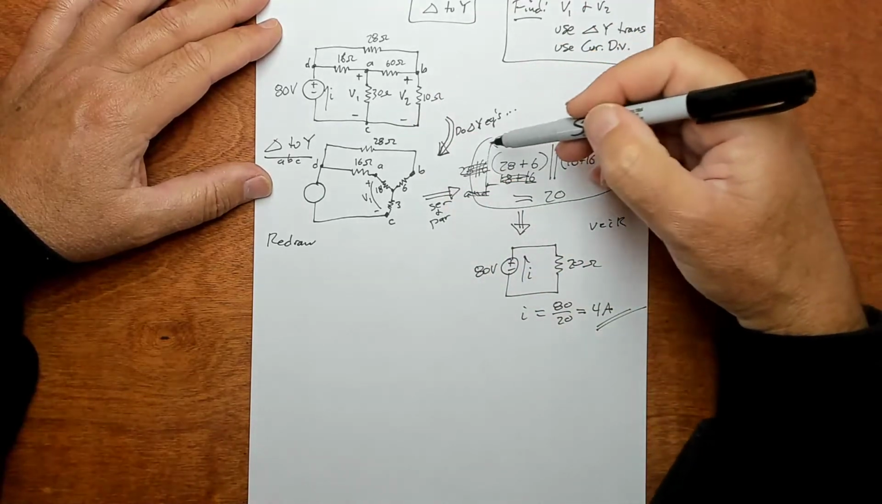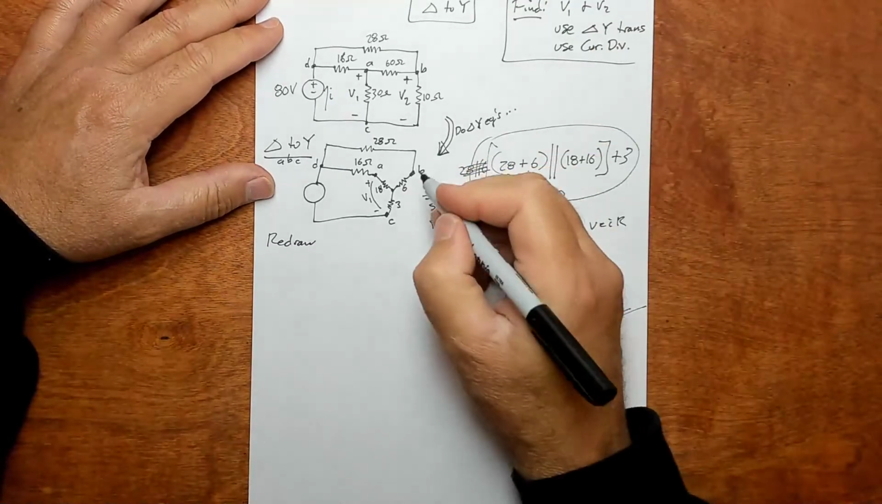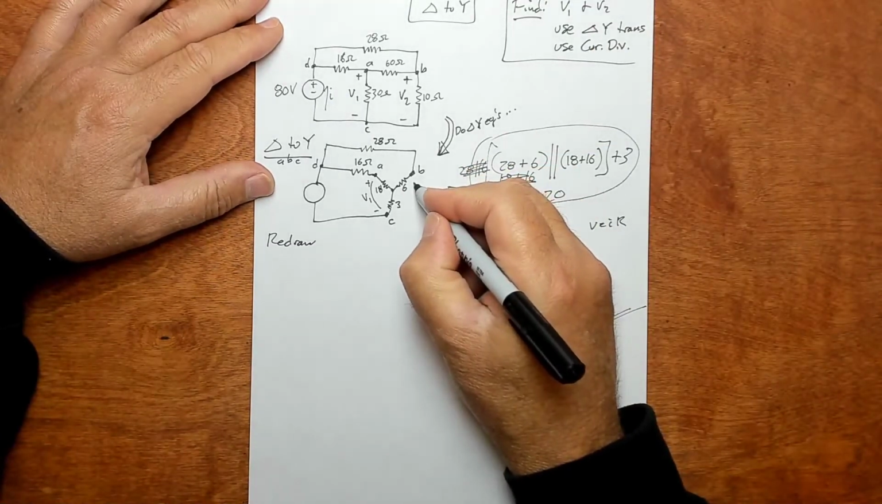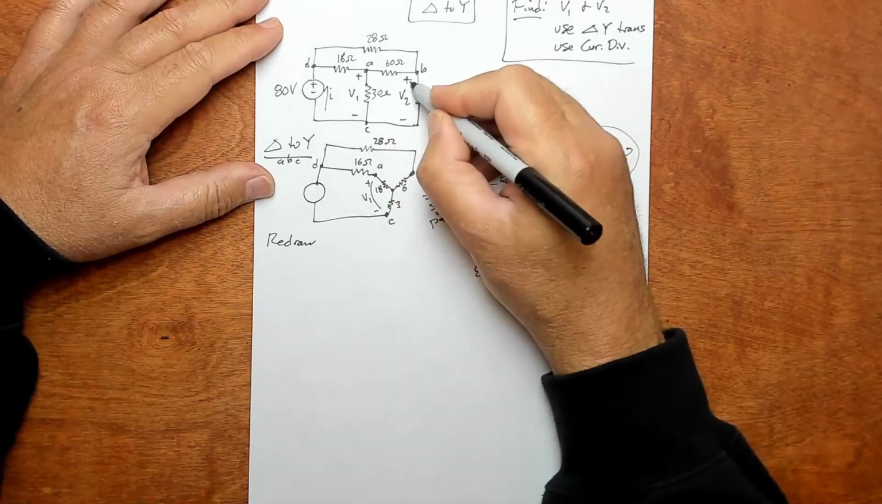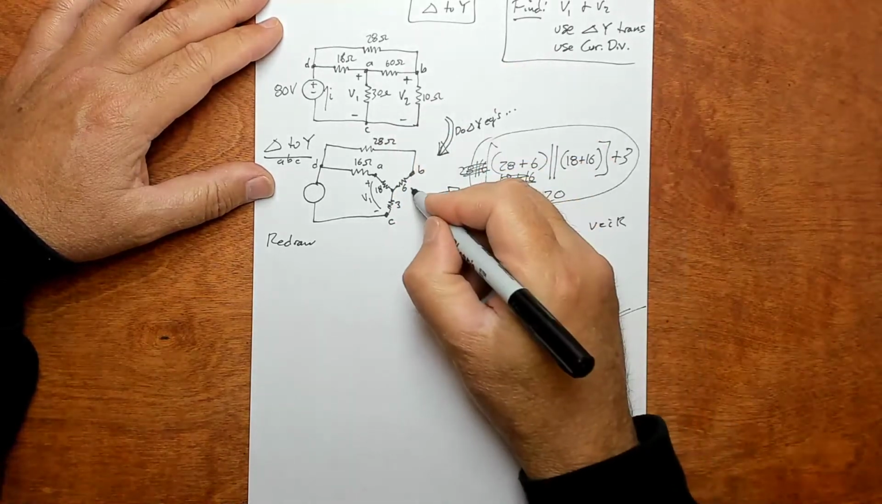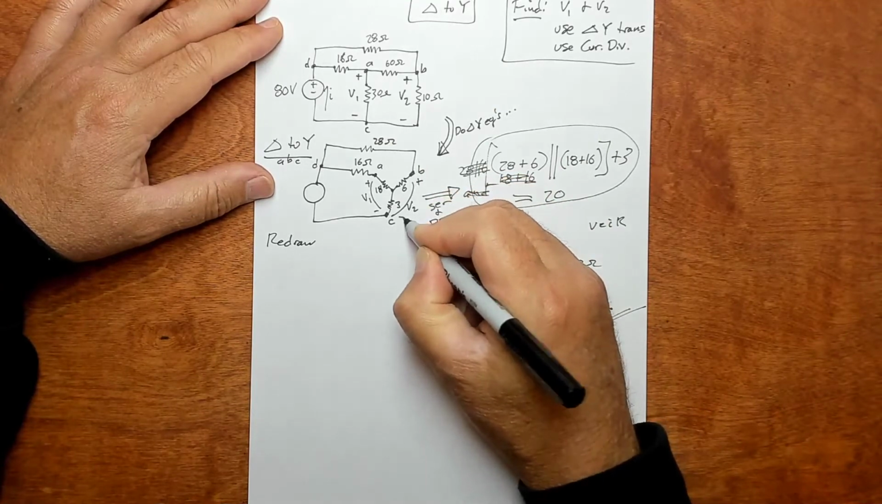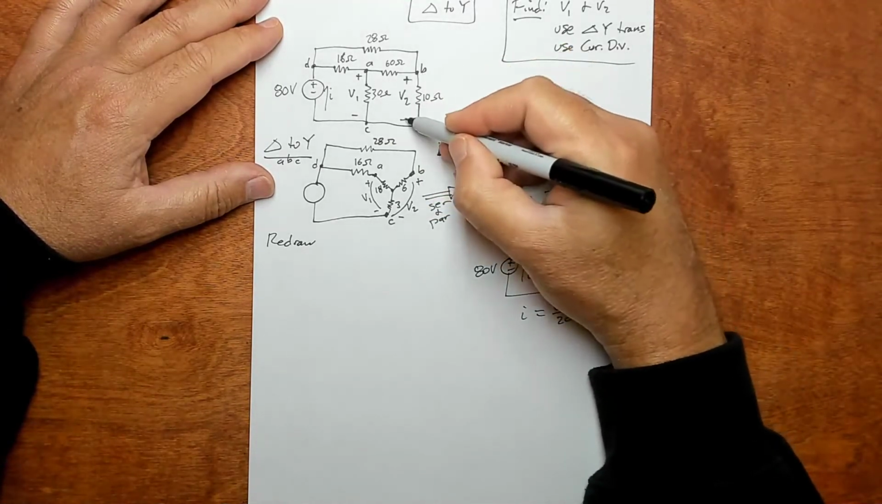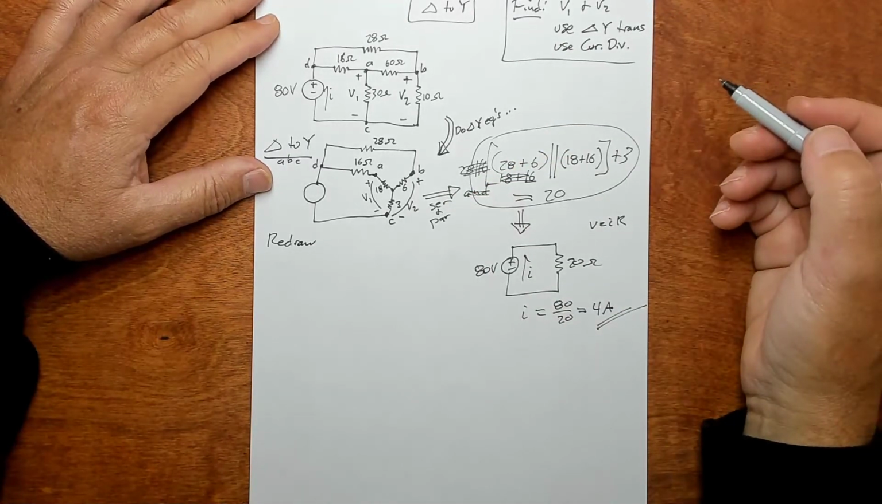That's why I'm skipping the details on these simplifications, because I really want to talk about this. But V2 likewise, V2 is between nodes B and C. So V2 is right here. This is V2 between nodes B and C, with the positive terminal at B and the negative terminal at C for V2.